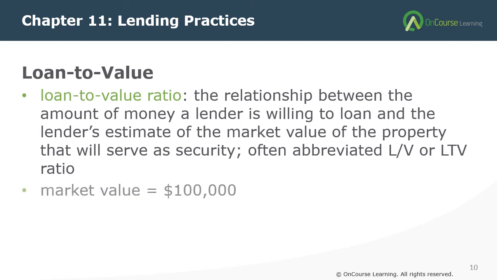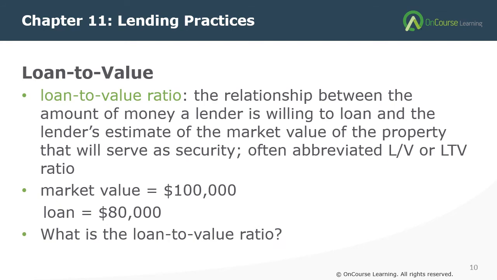So here's an example. If the market value of a property is $100,000, and if the lender is willing to lend $80,000 on that transaction, the loan to value ratio is 80%.